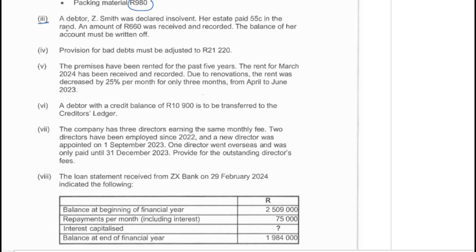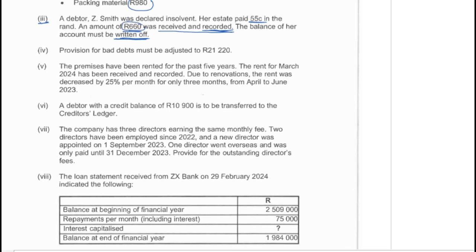Adjustment 3 states that the debtor Z. Smith was declared insolvent. Her estate paid 55 cents in the rand. An amount of 660 was received and recorded. The balance of her account must be written off. It's very important to note that the amount received has already been recorded. So what's left for us to do is to record the amount to be written off. So how much is the amount we are going to write off as a bad debt?